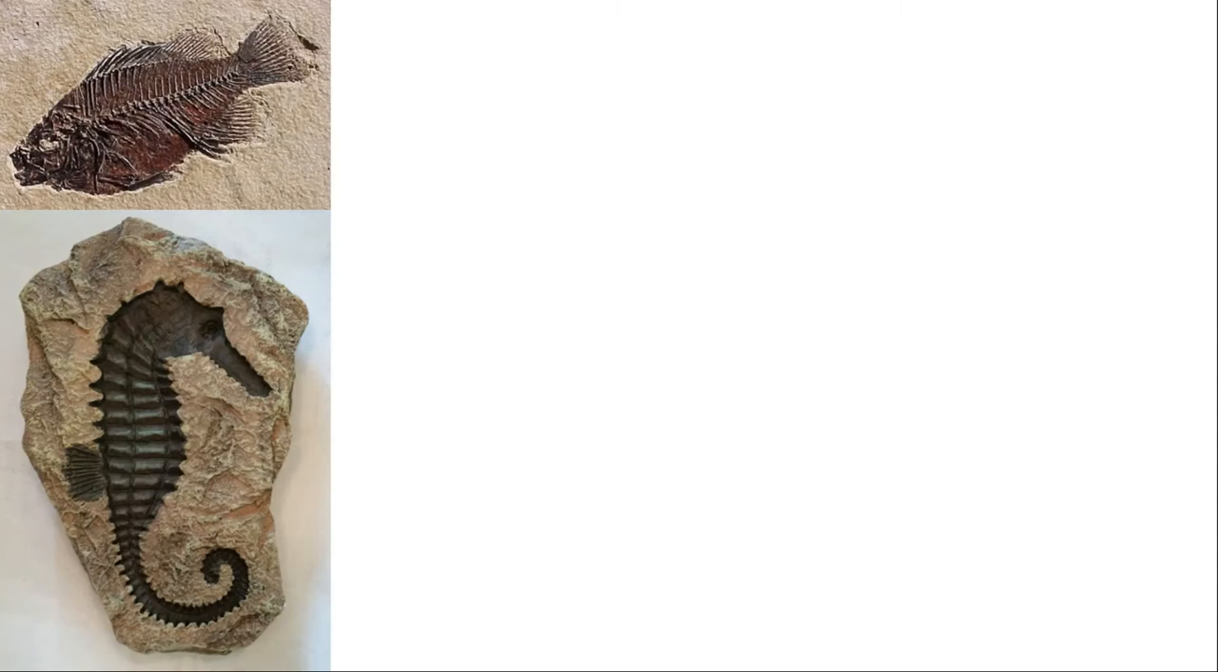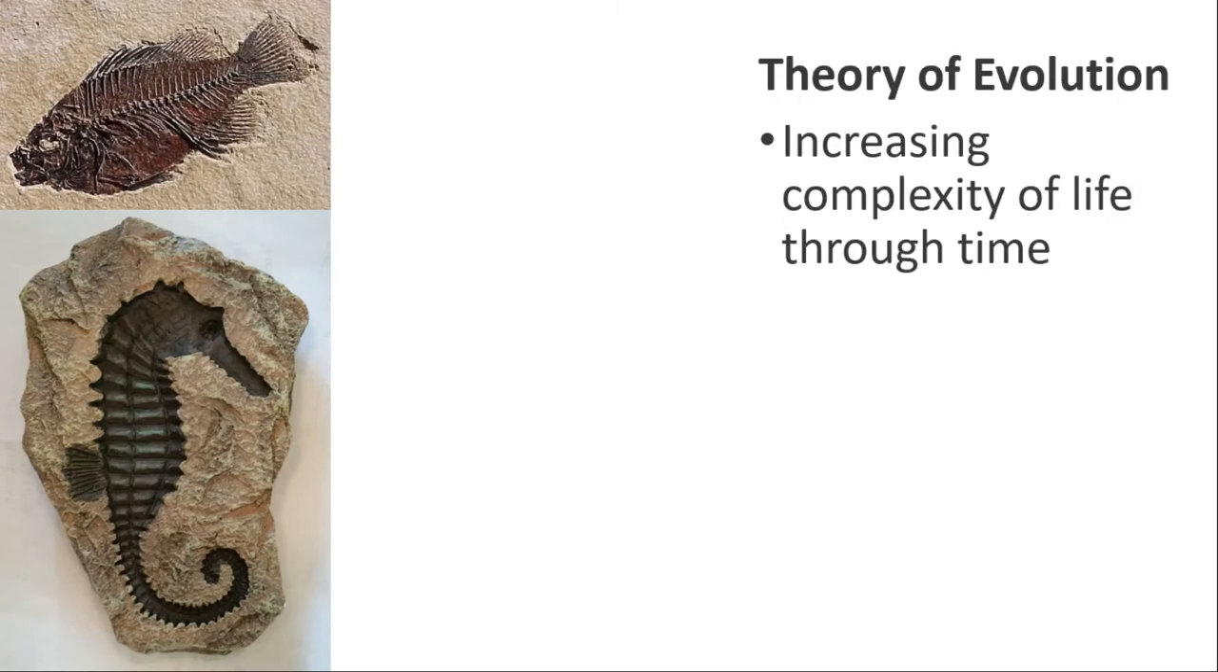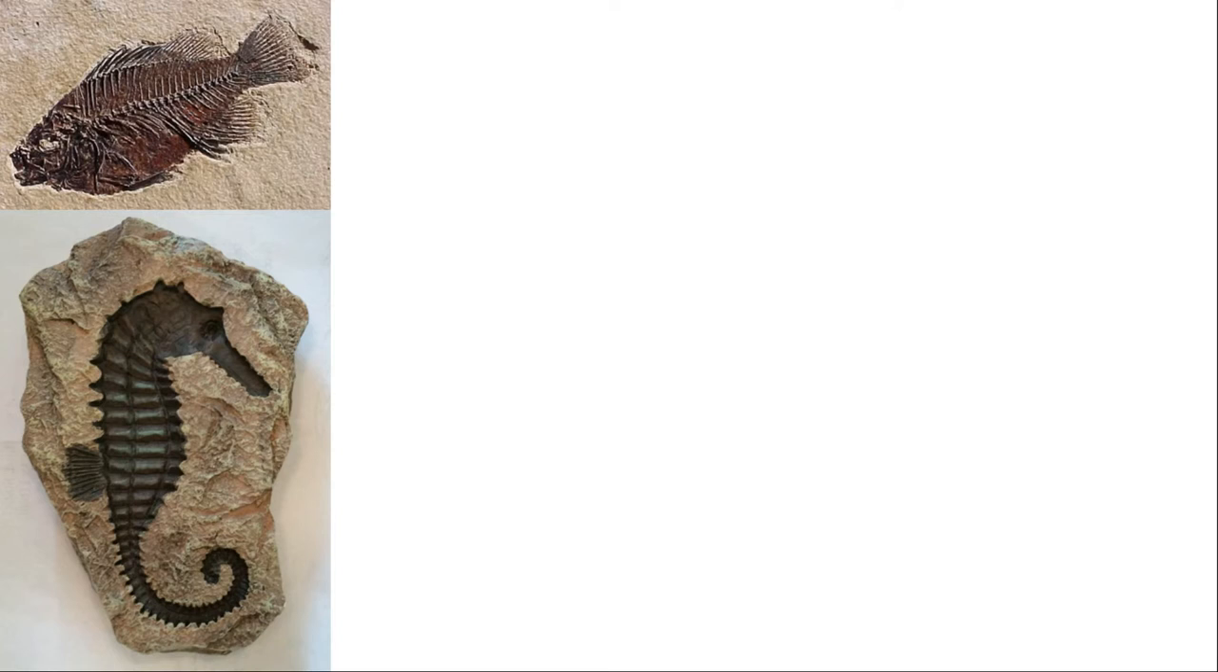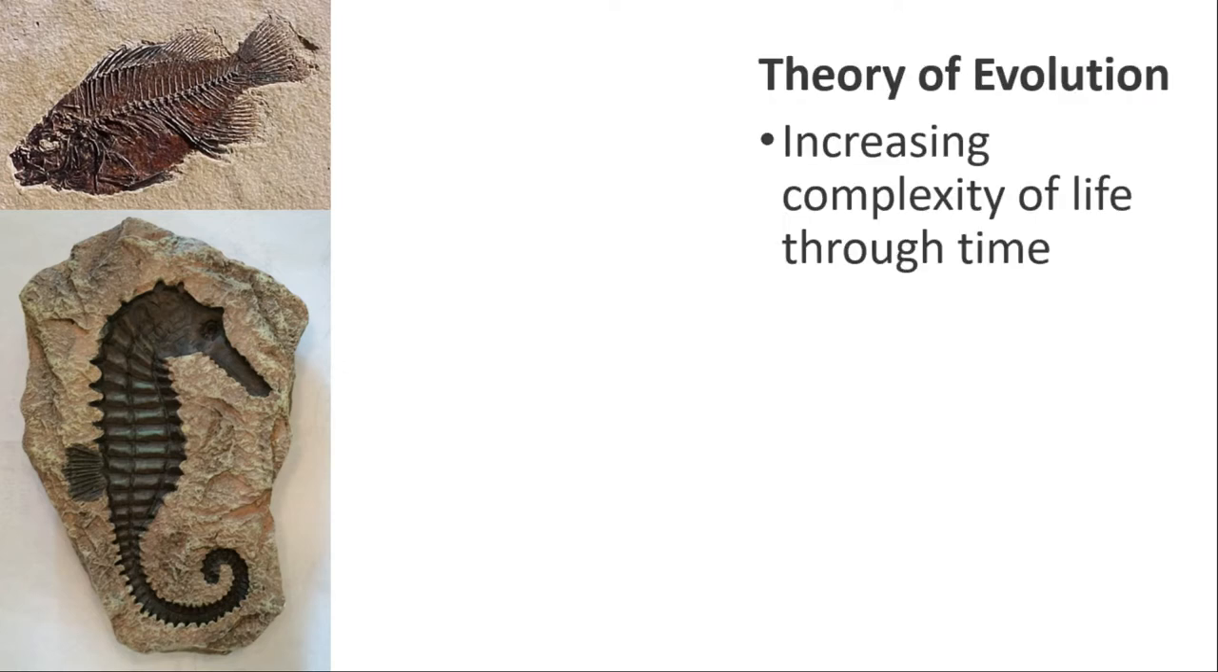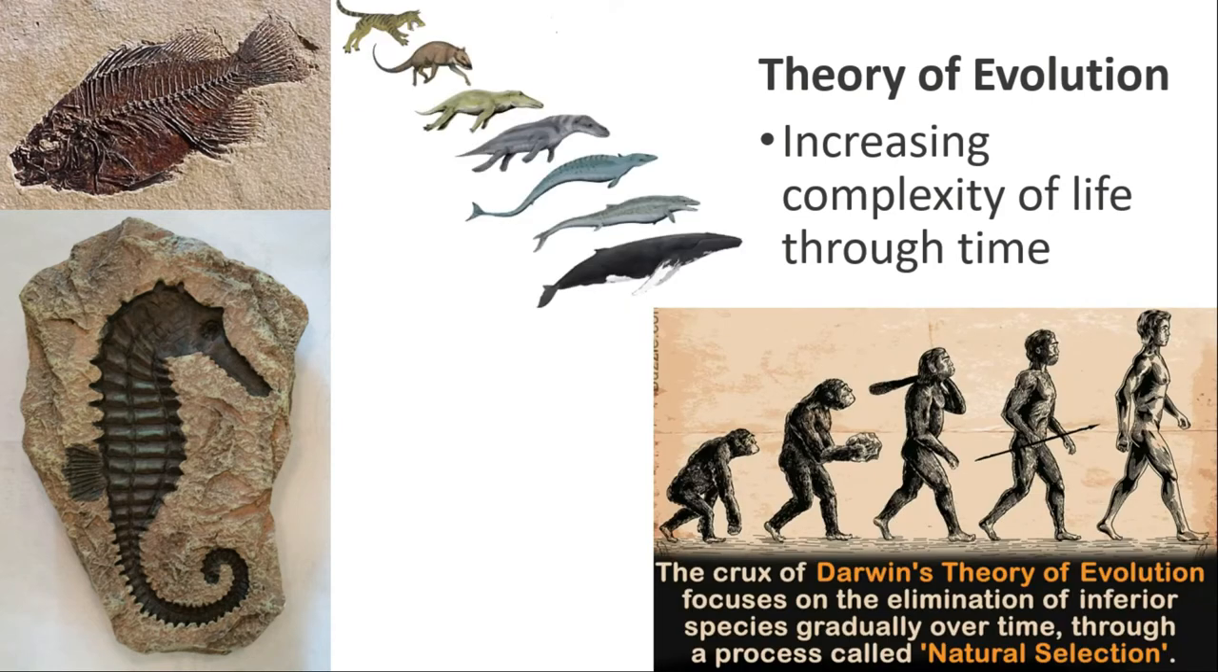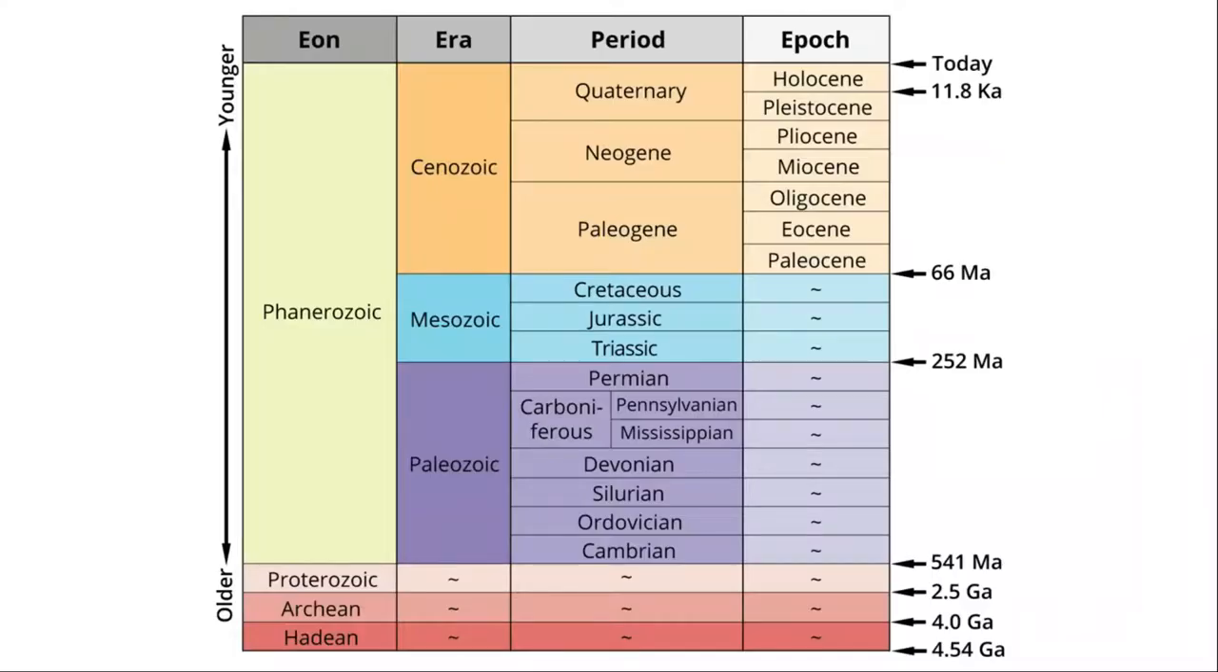Now, preserved in rocks are fossils, or the remains and traces of plants and animals that have lived and died throughout the Earth's history. The fossil record provides scientists with one of the most compelling evidence for Charles Darwin's theory of evolution. This is about the increasing complexity of life through time. The crux of Darwin's theory of evolution focuses on the elimination of inferior species gradually over time through a process called natural selection.